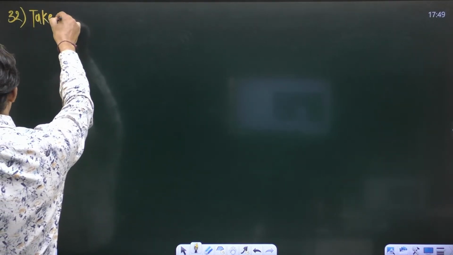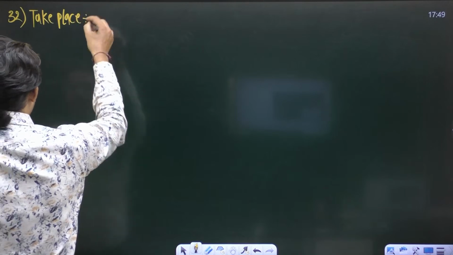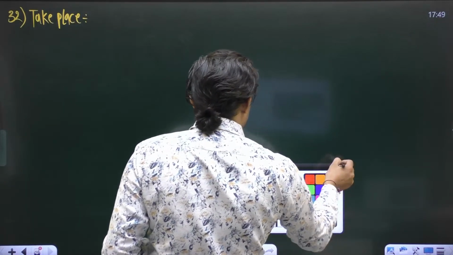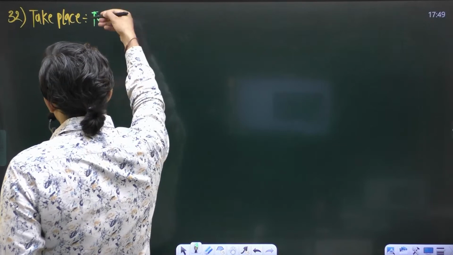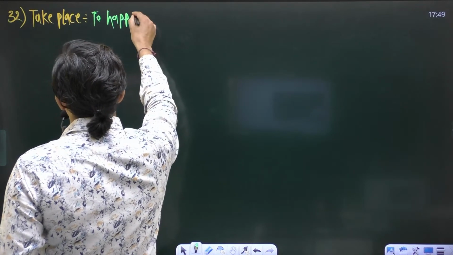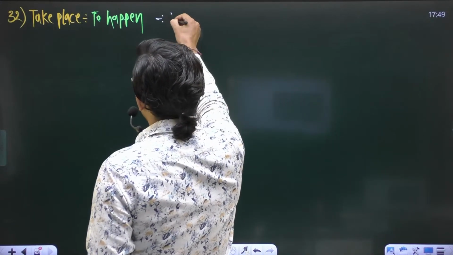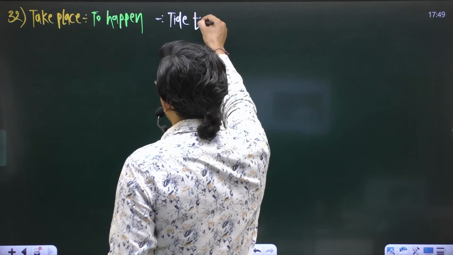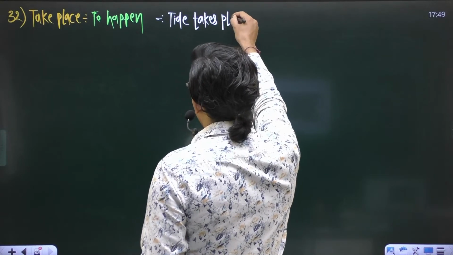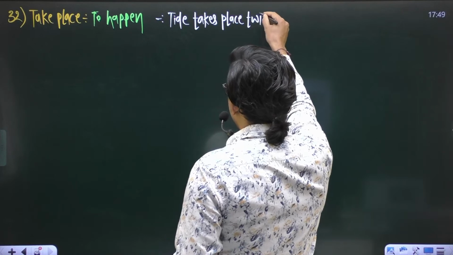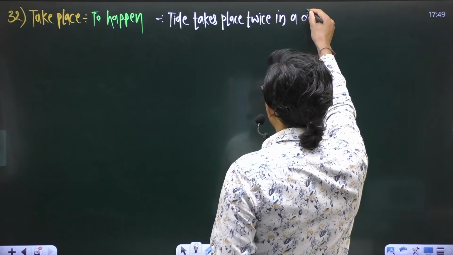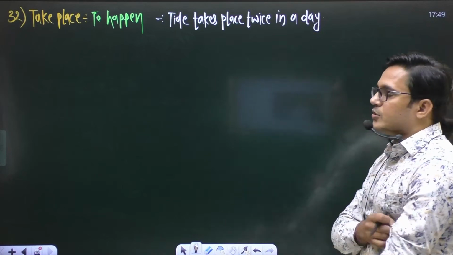Let's move to the next one. Thirty-second is what? Take place. Take place means to happen. This phrasal verb shows the sense of to happen. For example, if I say, tide takes place twice in a day. Tide takes place twice in a day.